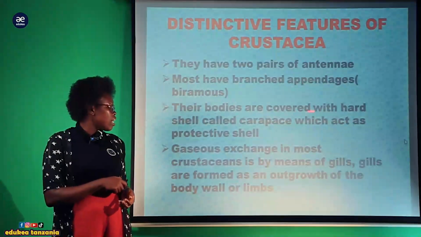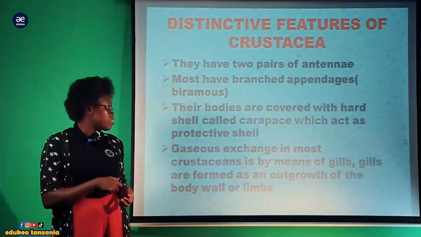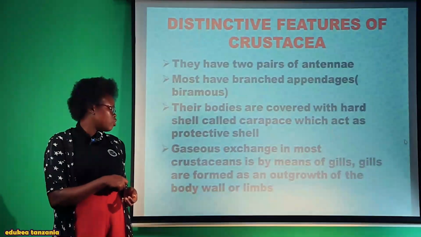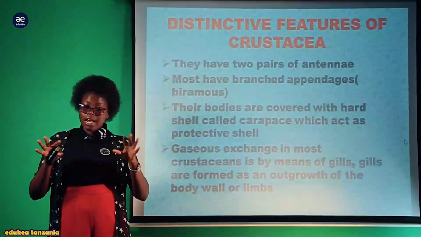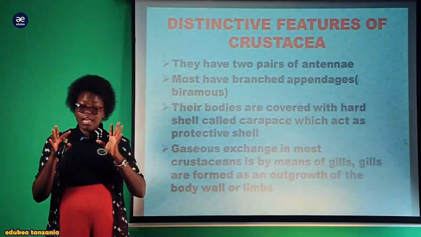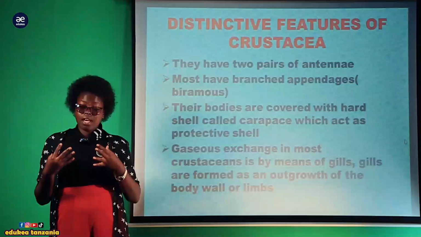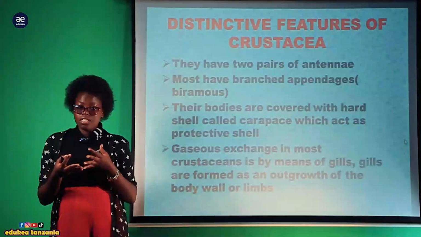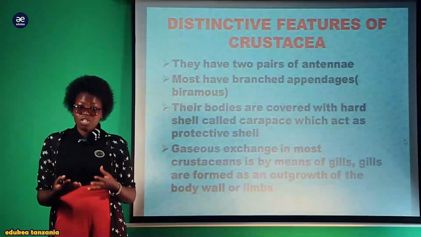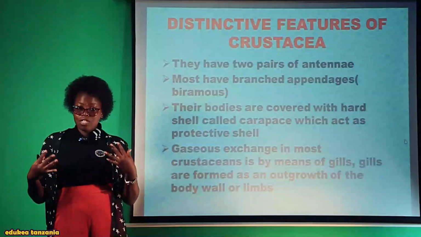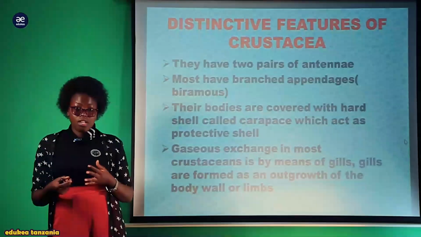Also, their bodies are covered with a hard shell called the carapace, which acts as a protective shell. When you look at a crab, you see the exoskeleton, that hard cover called the carapace, which helps in protecting the delicate internal parts. It helps in support, in protection, and also in attachment of the different body organs.